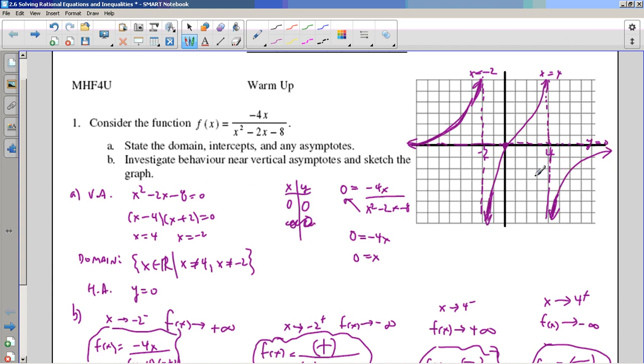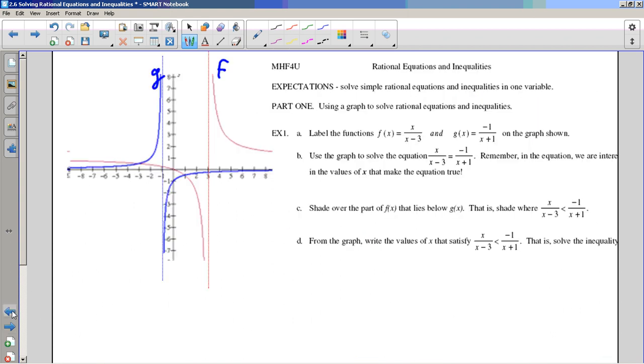Review. So what's the big whoop here? Well, let's continue on into the lesson and see how we use this sort of thing. Rational equations and inequalities. All right, so there's a graph there already given to you, and we've got to do something with it. Let's read on and see what's going on. It says, part 1, using a graph to solve rational equations and inequalities. It says, label the functions f and g on the graph shown. Notice I've already done that. You should do that as well, but let's think about why.